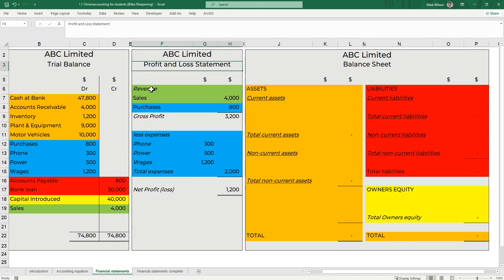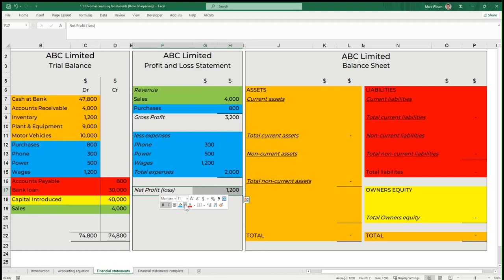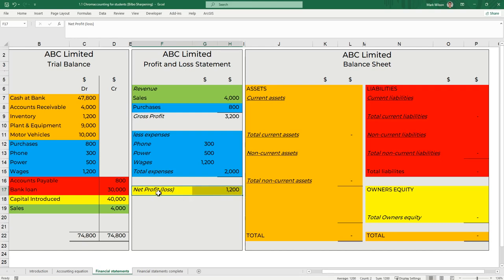The profit and loss statement gives me my profit, which is down here, which is my revenue minus all of my expenses, my purchases, phone, power, and wages. So revenue minus expenses gives me my net profit. The colour green minus the colour blue gives me the colour yellow. Okay, so yellow belongs to the owner. So over here, I'm going to put my net profit or loss of $1,200.